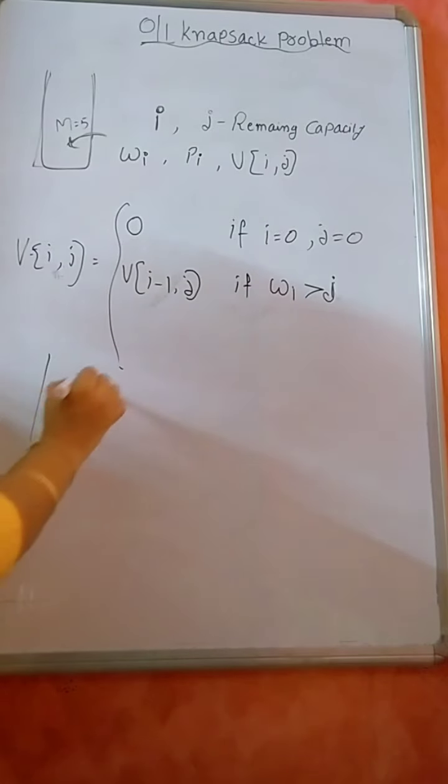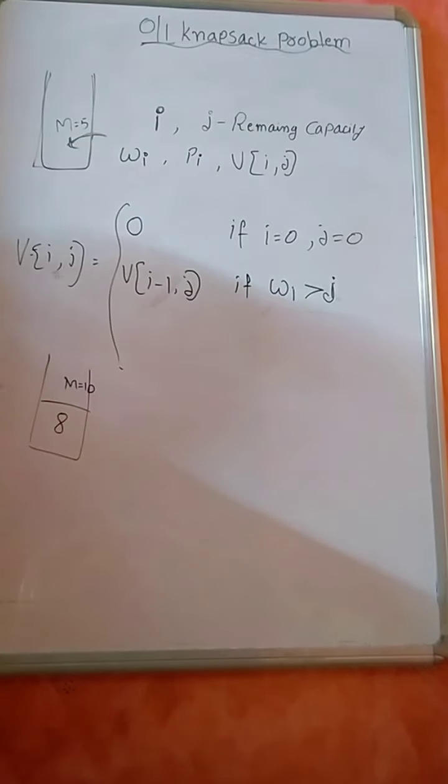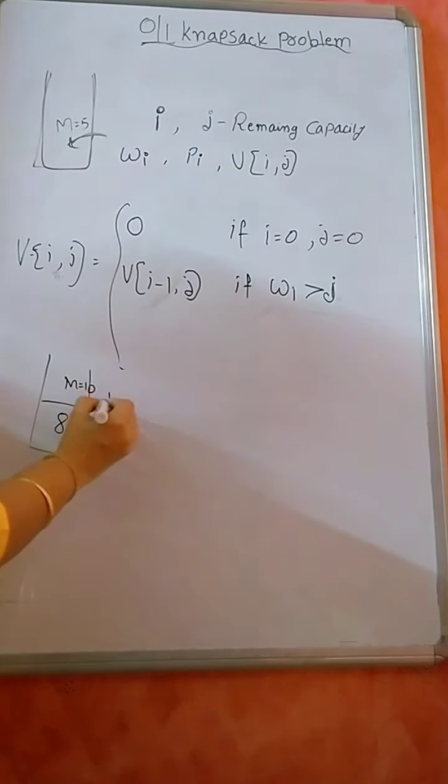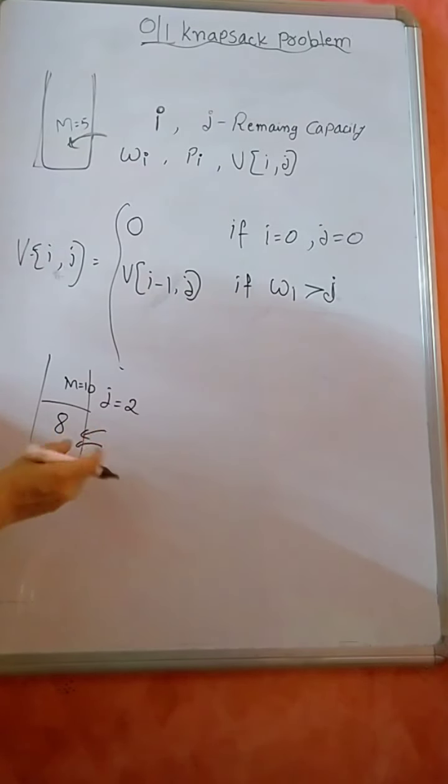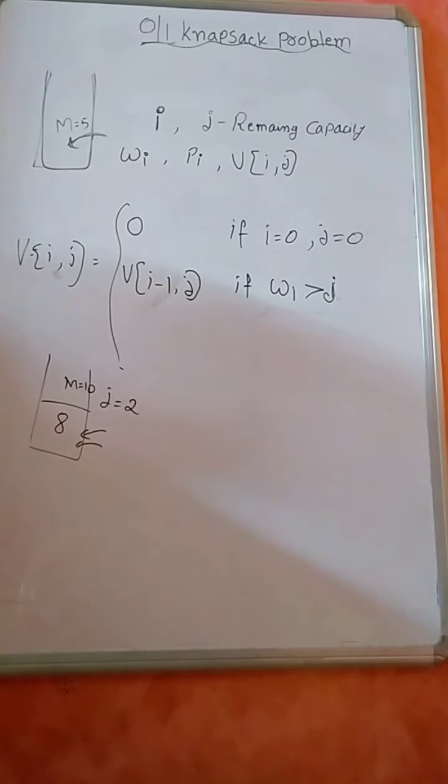What is the meaning of this? Suppose I have a container whose capacity is 10, but I have already inserted objects with a weight of 8. How much is the remaining capacity? j is equal to 2. Only that much remains, because I have already inserted many objects and filled the bag with 8 kg. What is the remaining capacity of the bag or container? It is only 2 kg. That is the remaining capacity.